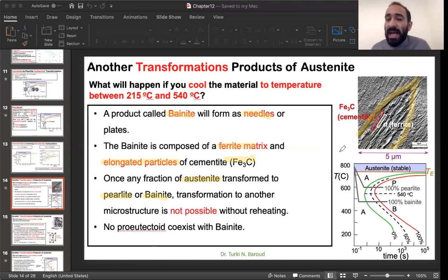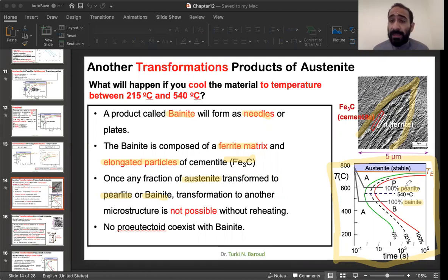Okay, and this is how the TTT diagram is going to look. This is how the TTT diagram is going to look. So this is the rest of the diagram. Before, we only looked up to here, right? And now we're going to look at what's going to happen if you cool down below 540, right? So now we're going to start to have what's called bainite.